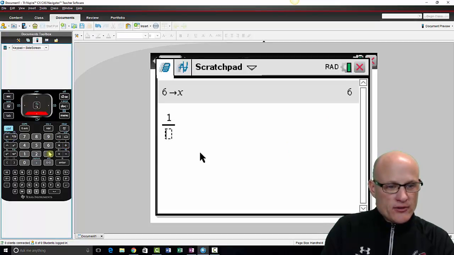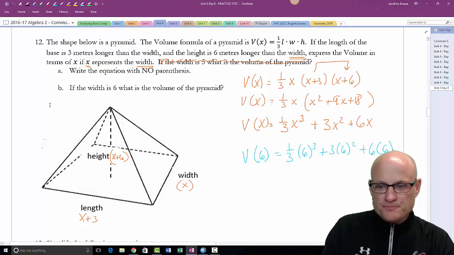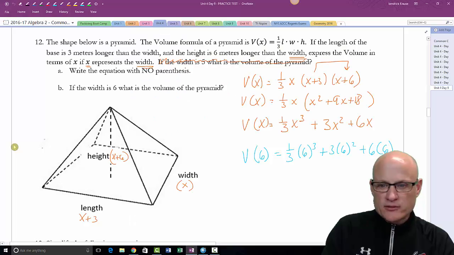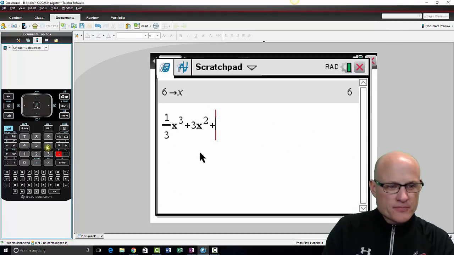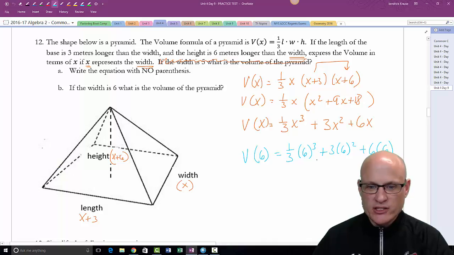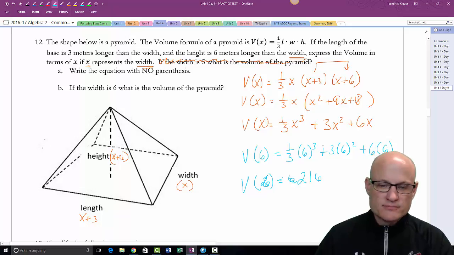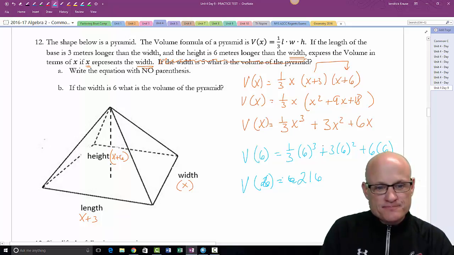1/3 x cubed, get out of cube mode, plus 3x squared plus 6x equals 216. Volume of 6 is equal to 216. All right, there we go. That's it, kids.